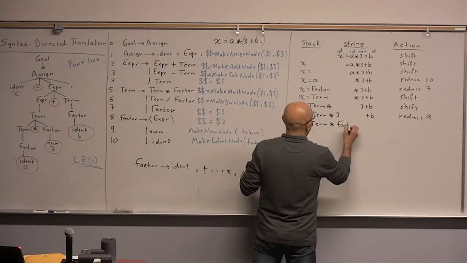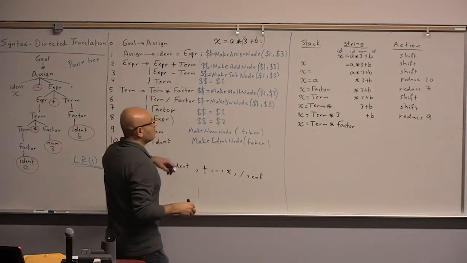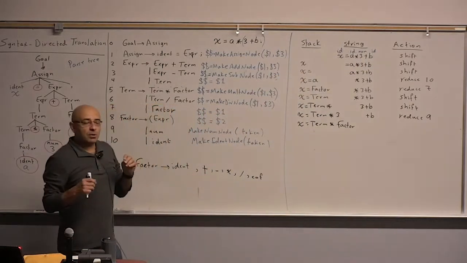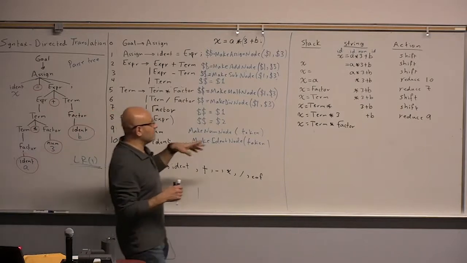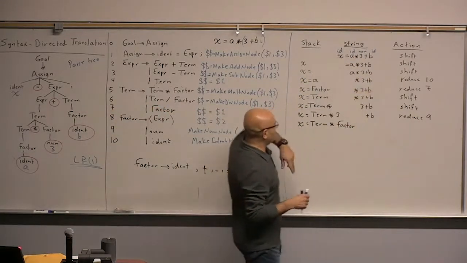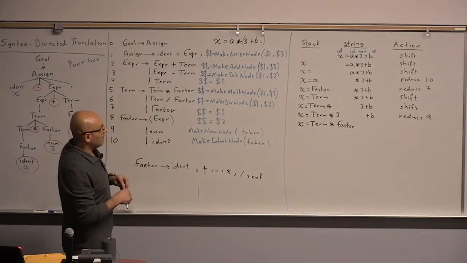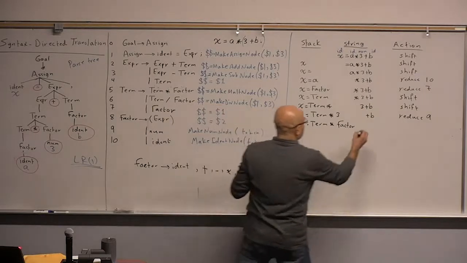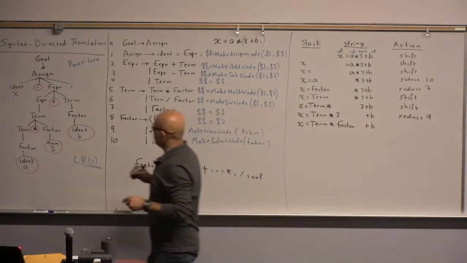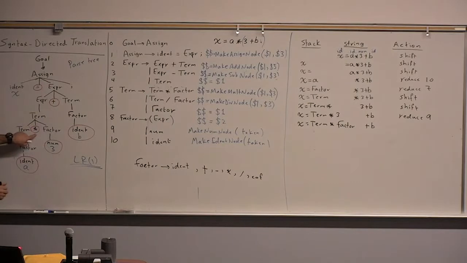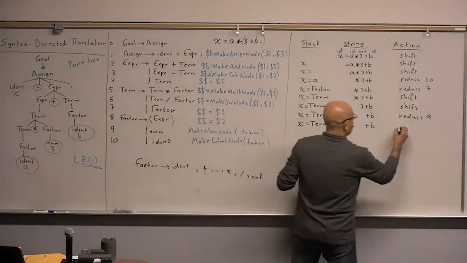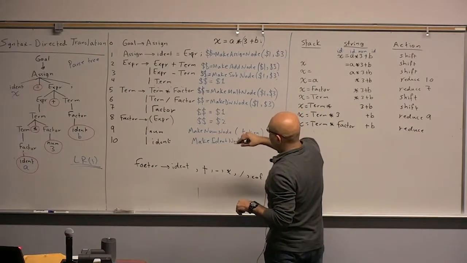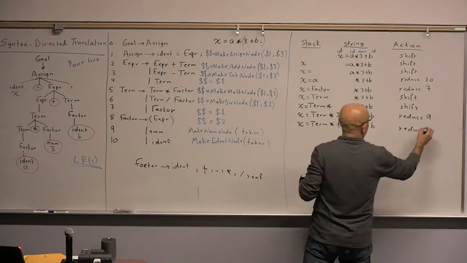So in fact, I should have written identifier number ID from the beginning, because the parser works with what it gets from the scanner, and the scanner will send it identifier number ID. It will not send it the actual things. OK, yeah. So here it's term times factor plus b. Now the term times factor gets reduced to a term, and that's by rule 5.